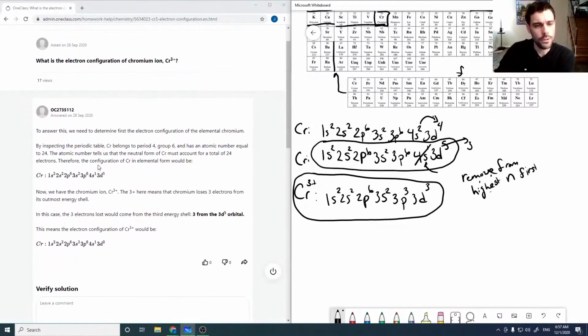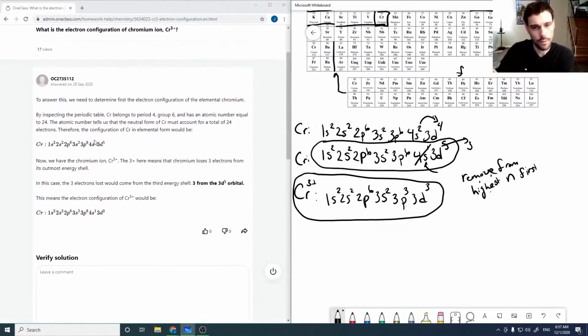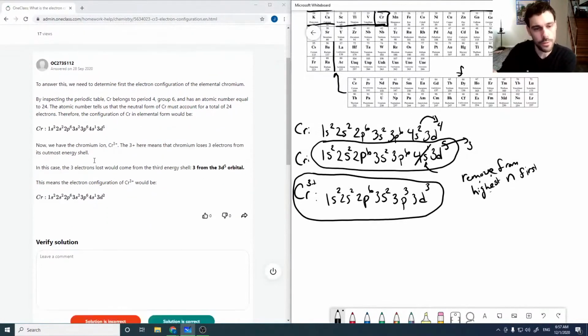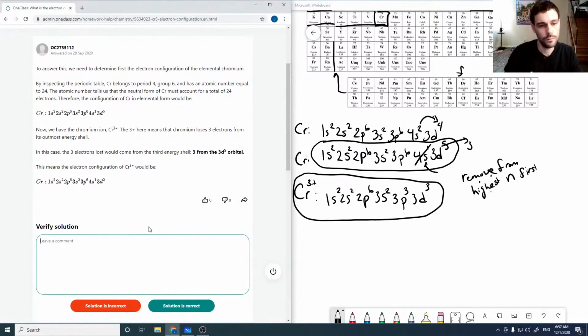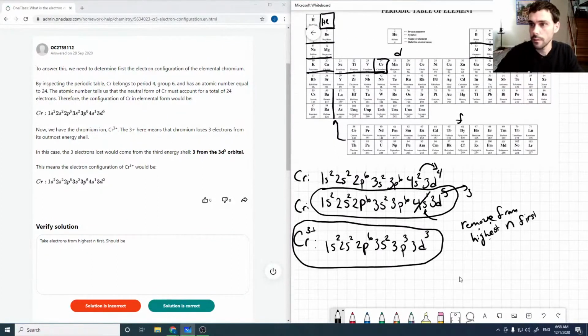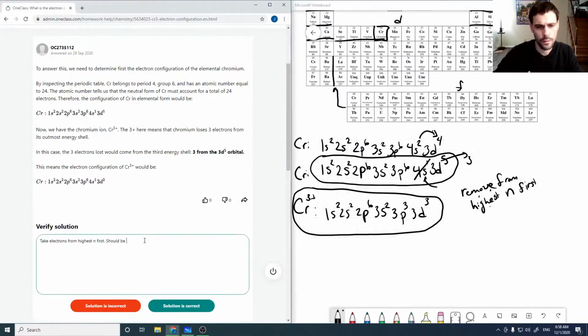Okay, so checking the solution here. They've correctly noted that we get our half-filled orbital stabilization for D. But we don't pull the three electrons from just the D orbital. We take from our highest n first. So I'm just going to label this with argon. Should be argon 3d3.